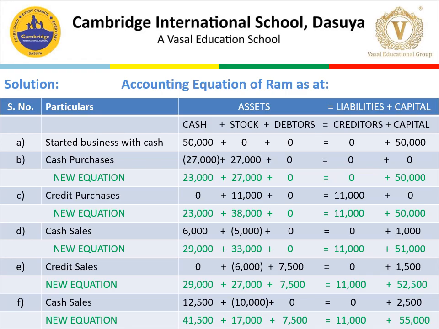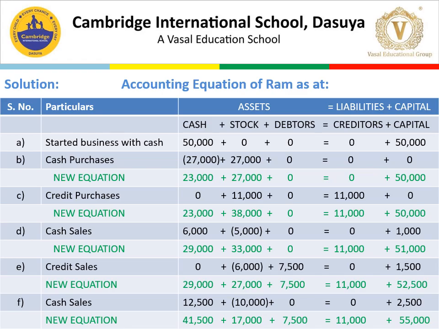The new equation would become new cash 29,000, new stock 23,000, and creditors same as it is 11,000, and capital would become 51,000 after adding the profit. The next is credit sales. Here we have calculated the amount of profit. 20% of 7,500 comes to 1,500. It means 1,500 is the profit, 6,000 remains the cost, and 7,500 is the amount of credit sale.